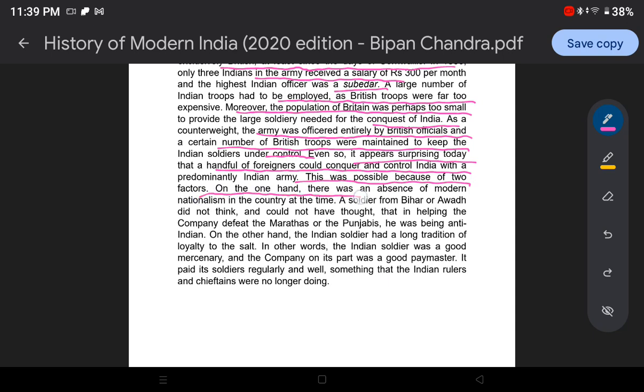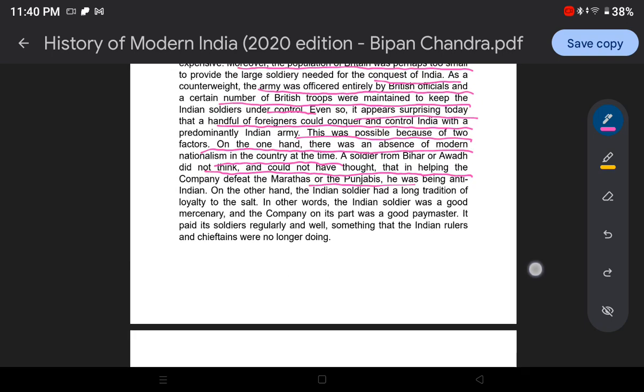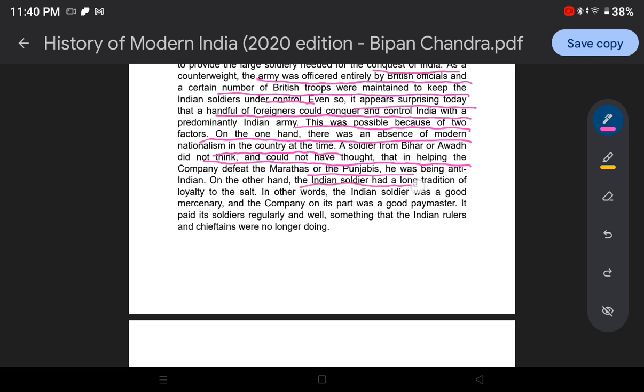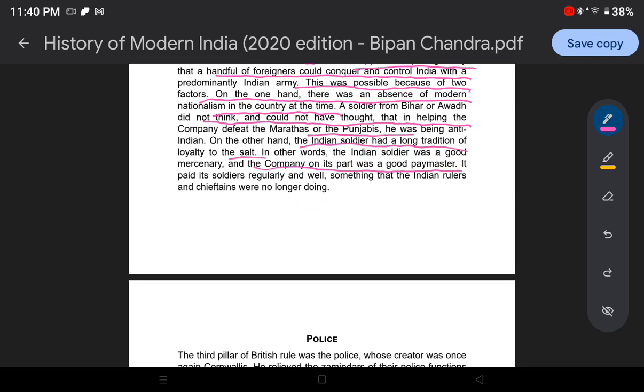On the one hand, there was an absence of modern nationalism in the country at the time. A soldier from Bihar or Awadh did not think and could not have thought that in helping the company defeat the Marathas or the Punjabis, he was being anti-Indian. On the other hand, the Indian soldier had a long tradition of loyalty to the salt. In other words, the Indian soldier was a good mercenary, and the company on its part was a good paymaster. It paid its soldiers regularly and well, something that the Indian rulers and chieftains were no longer doing.